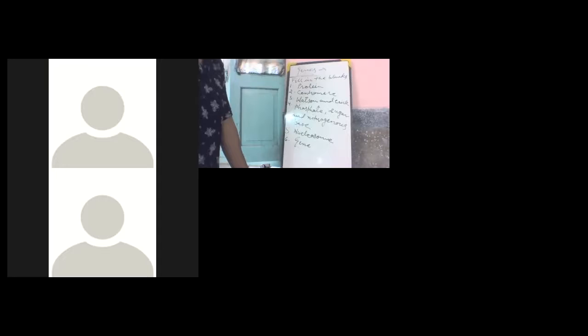Next is the need for new cells. Why do we need cell division? Why does a cell go for cell division? What is the reason for cell division? The topic is the need for new cells. Why do we need new cells?